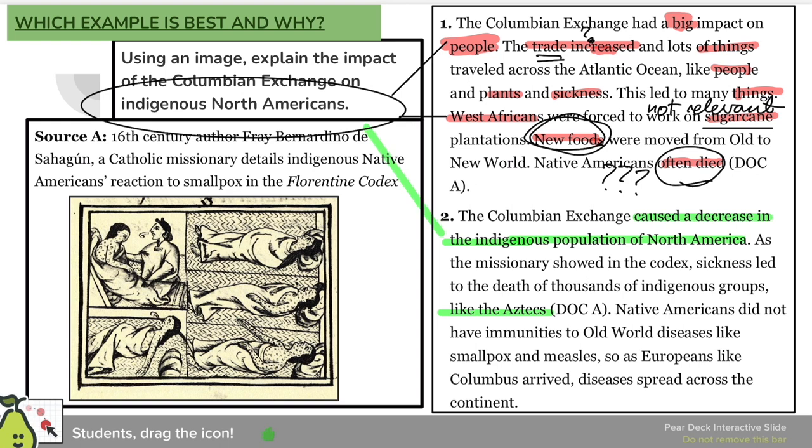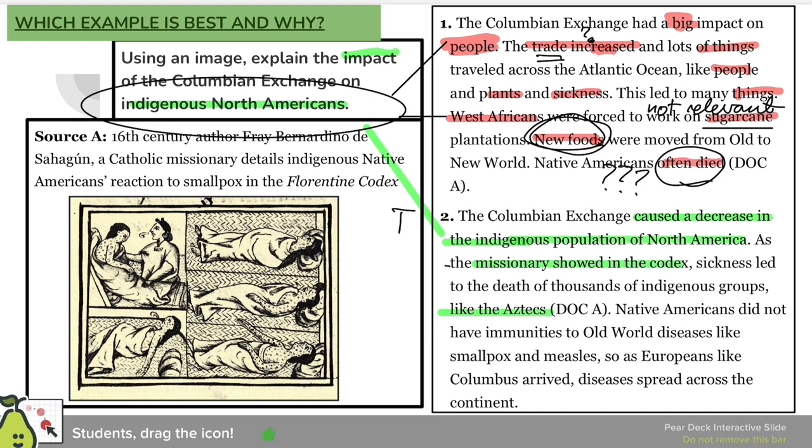The second one: the Columbian Exchange caused, historical thinking skill, impact, cause and effect, a decrease in the indigenous population of North America. So here we see a topic sentence. This is telling us what our paragraph is going to be about. It's going to be about a decrease in the Native American population, which answers the question of an impact on Native Americans.